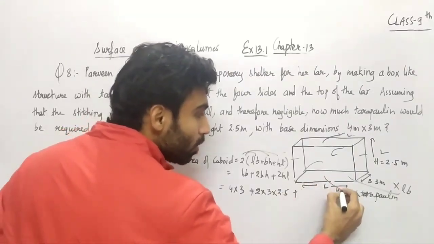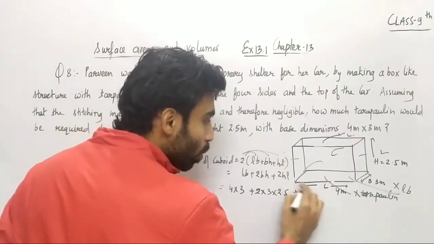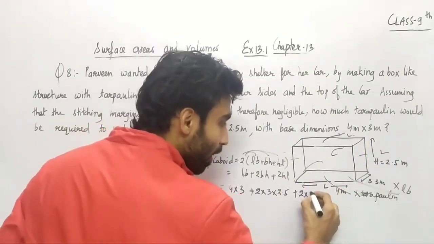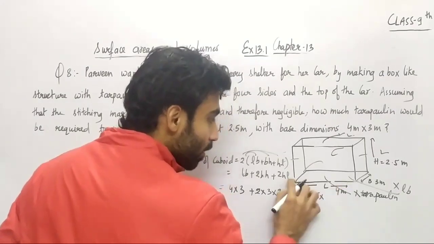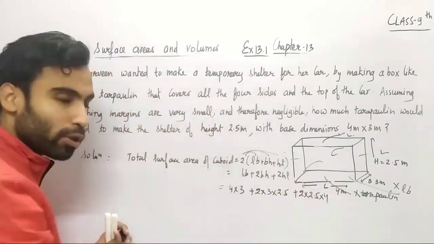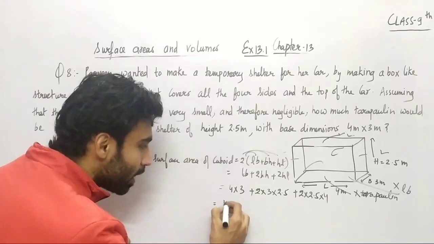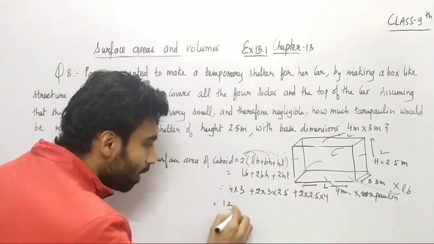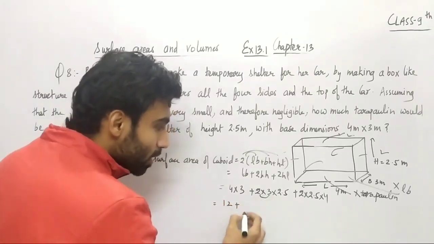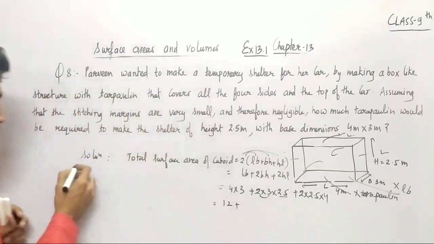So let me now solve 2hl. So 2 into h. What is h? That is 2.5, into length. You can see l is 4. So simply you have to solve this. So 4 into 3, that is 12. Let me correct that. Plus 2 into 3 is 6, 6 into 2.5, let me check.